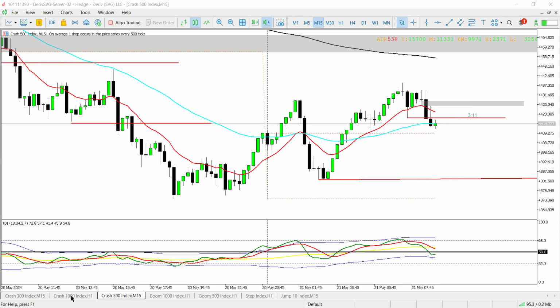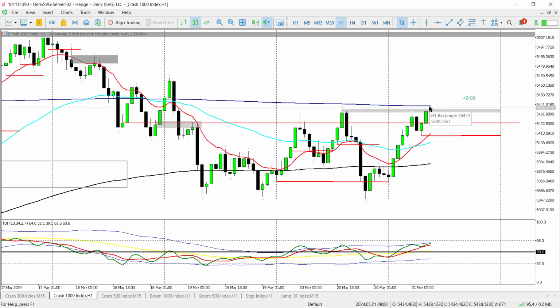Then C1000, we want to see how they react on the current area where they are.